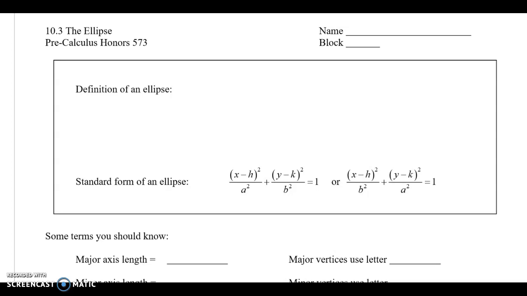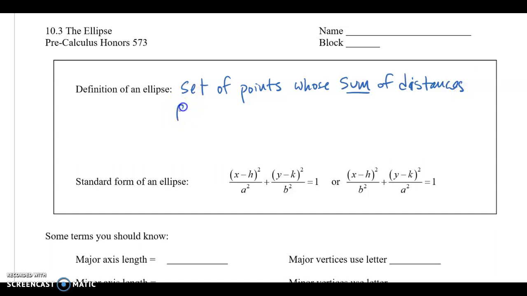So from the earlier video, what was the definition of an ellipse? It was the set of all points whose sum of distances from two fixed points is constant. All right, and that was that string definition.